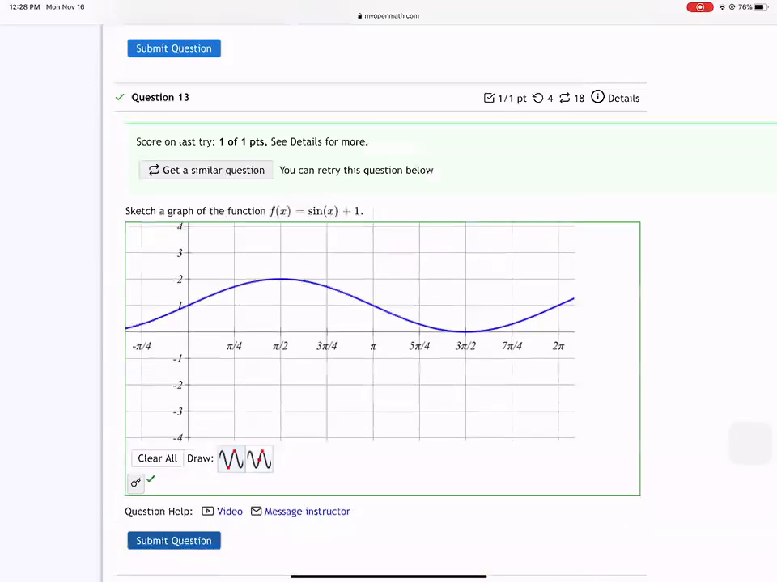And then you guys can check your answers. And if you get a little check mark, that means you got it right. You guys can check it up to like 5 times.